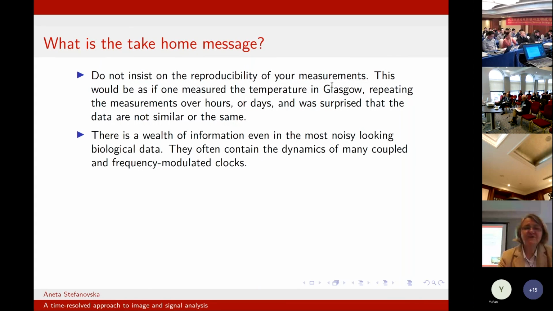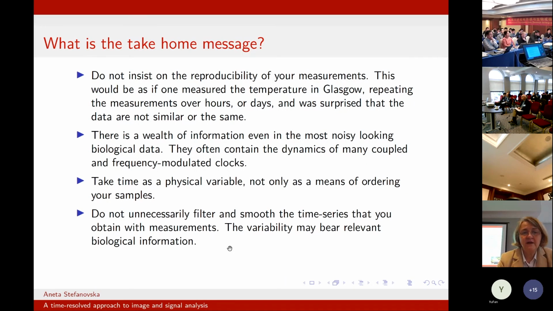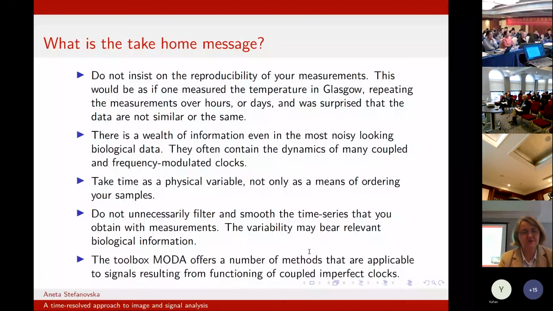There is a wealth of information, even in the most noisy-looking biological data. Don't throw it away. It often contains the dynamics of many coupled and frequency-modulated clocks. Take time as a physical variable, not only as a means of ordering your samples. Do not unnecessarily filter and smooth the time series that you obtain from measurement. The variability may bear relevant biological information. And the toolbox offers a number of methods that are appropriate for signals resulting from the functioning of coupled interacting clocks and oscillators.